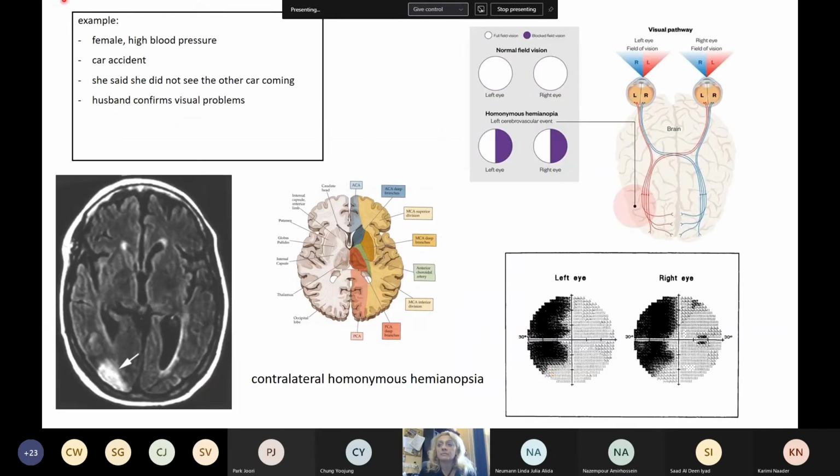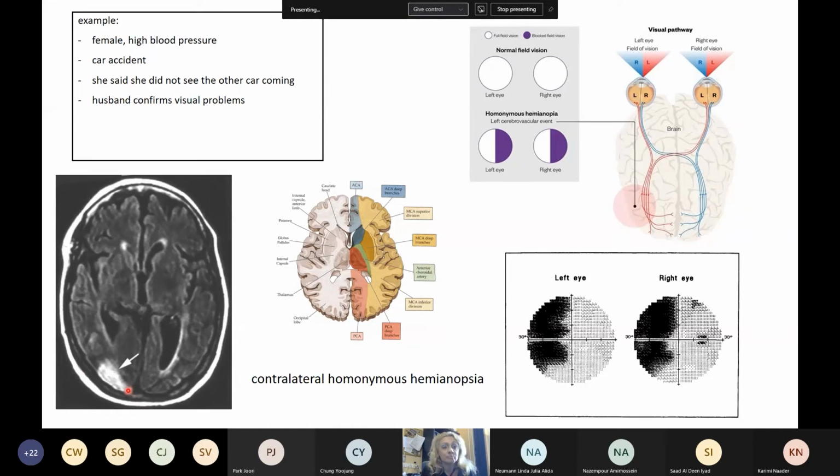Then another example, female with high blood pressure had a car accident. She said that she didn't see the other car coming from one side. And the husband confirms recent visual problems. So what happened here? They did an examination, and here in the visual cortex area, in the occipital lobe, the area of the posterior cerebral artery, there was a stroke.